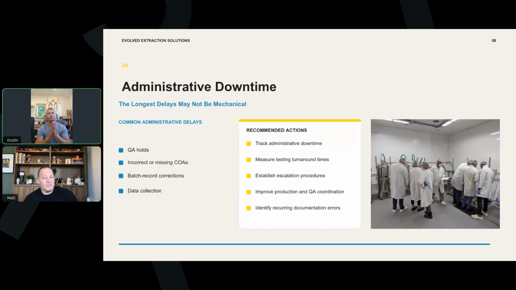Yeah, so first and foremost, start tracking it. Anytime you have administrative downtime for any of these 4 reasons, you should have some sort of record of that, because I know most labs that I work with never even thought of recording that.